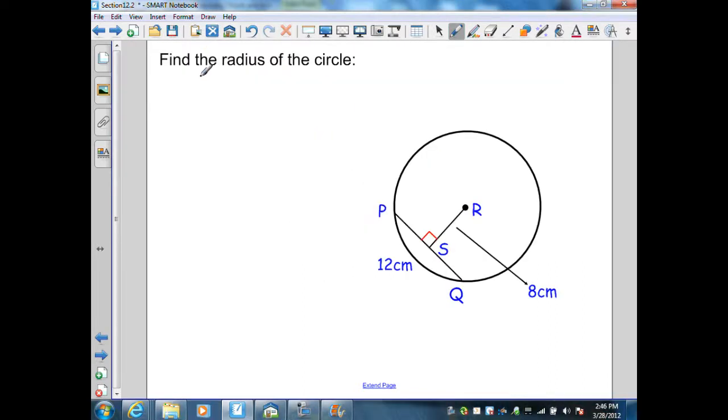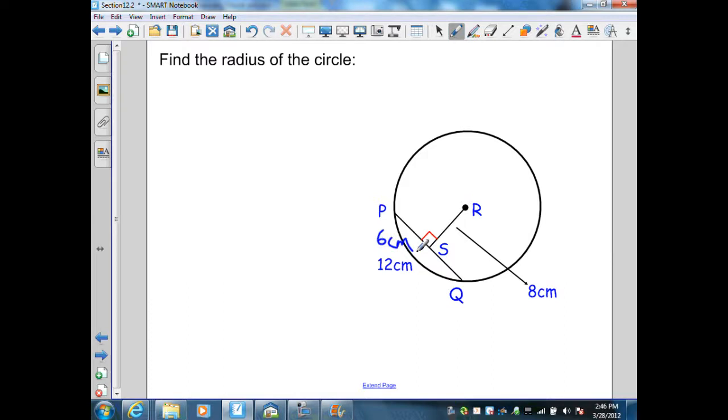In this example, they want me to find the radius of the circle. I know that RS is part of the radius or diameter of circle R. Therefore, from a previous theorem, if I know that that segment is perpendicular to chord PQ, then that segment also bisects the chord. That tells me that PS is 6 centimeters.